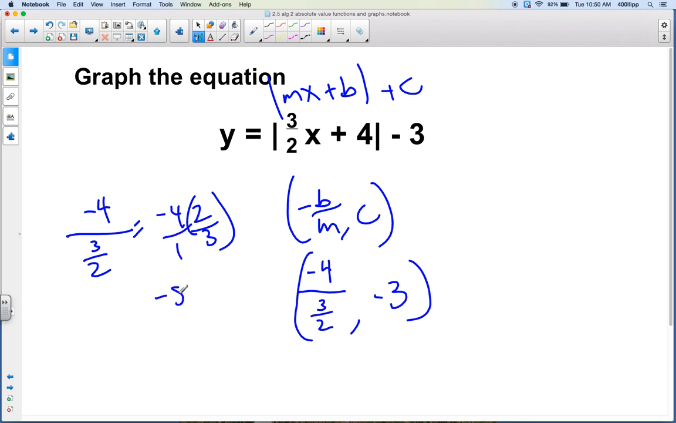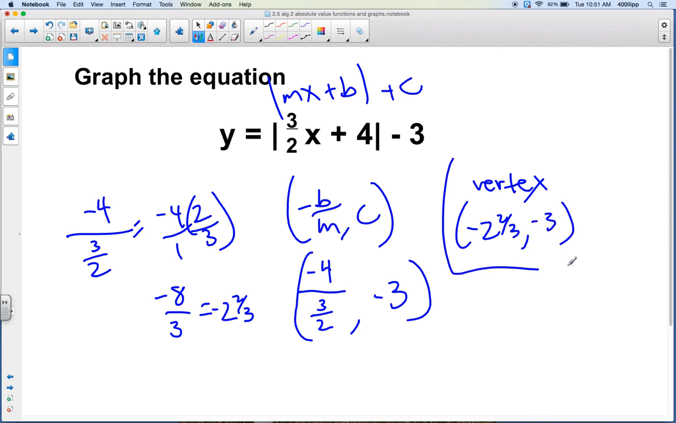Okay, so this is going to give us negative 8 over 3, which is the same as negative 2 and 2/3, right? 3 goes into 8 2 times with 2 left over. So your vertex for this is negative 2 and 2/3, comma, negative 3. Here's your vertex. Here is your slope. So from this point, it'll be facing up, and you'll rise 3 and you'll run 2.